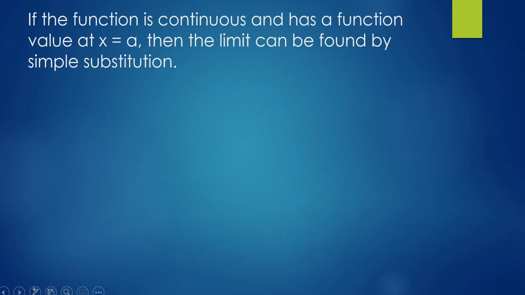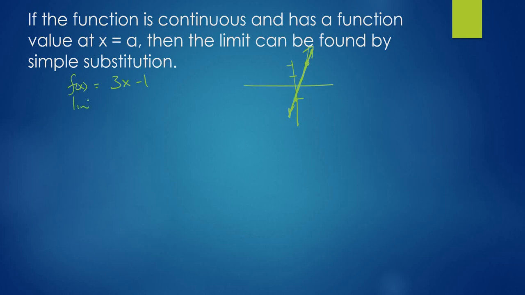Okay, one more piece to look at. If the function is continuous and has a function value at x equals a, then the limit can be found by simple substitution. Let's look at a function like f of x equals 3x minus 1. Well, we all know that that is a simple line that goes through -1, has a slope of up 3 to the right 1. It's a straight line. It doesn't have any breaks or gaps.